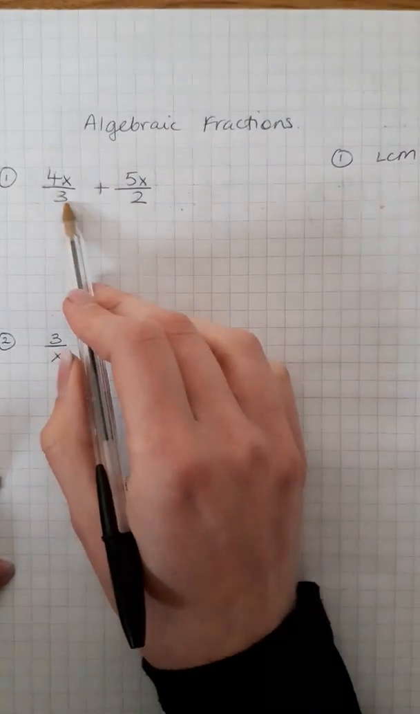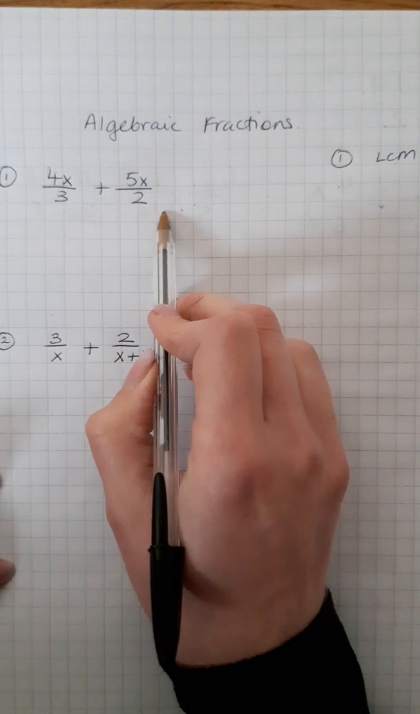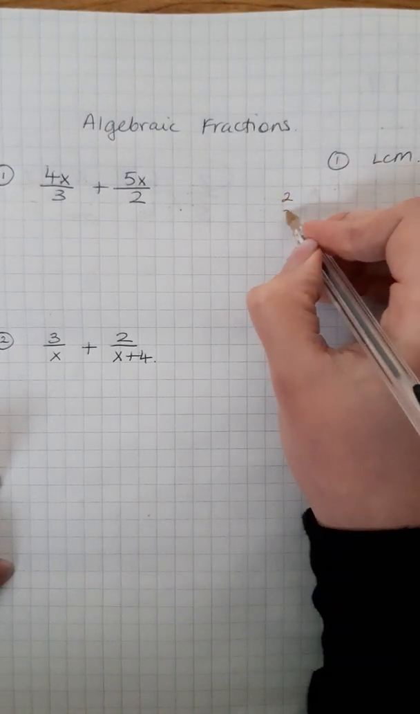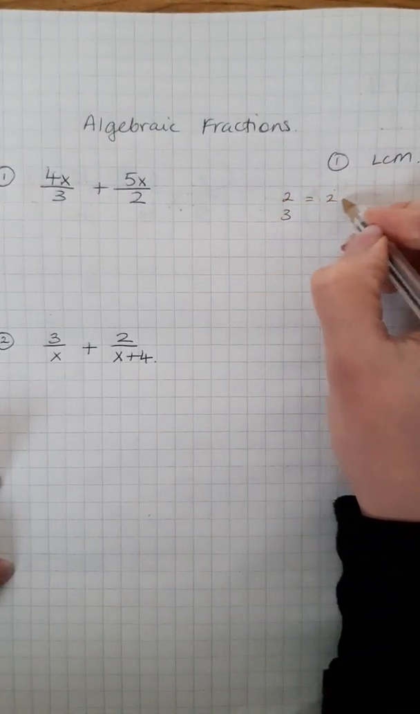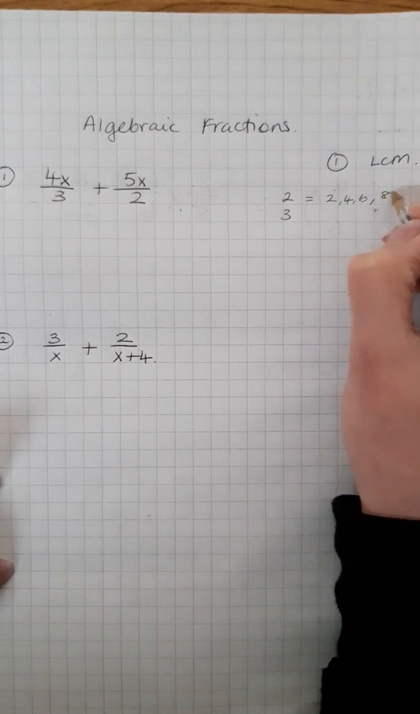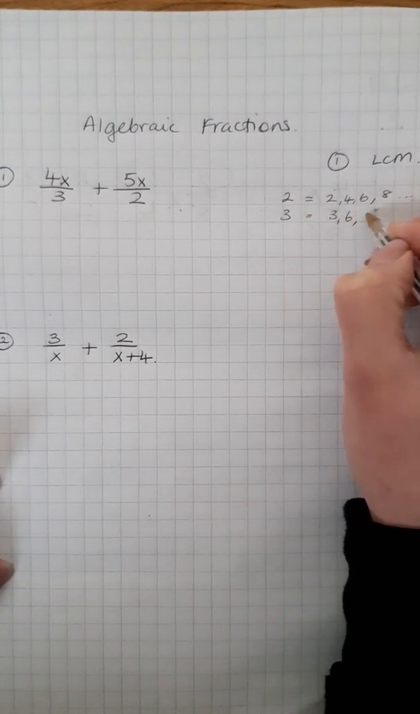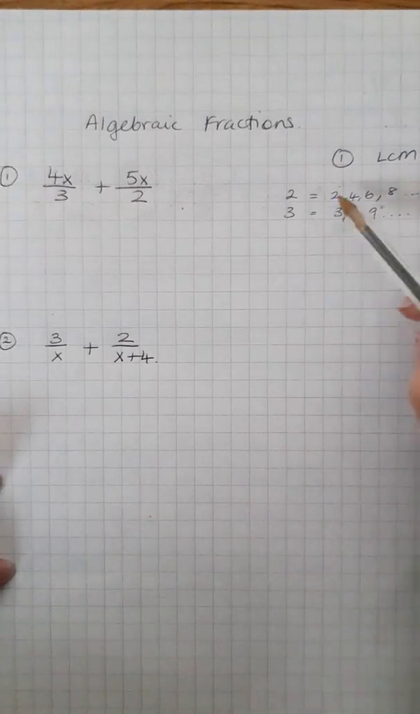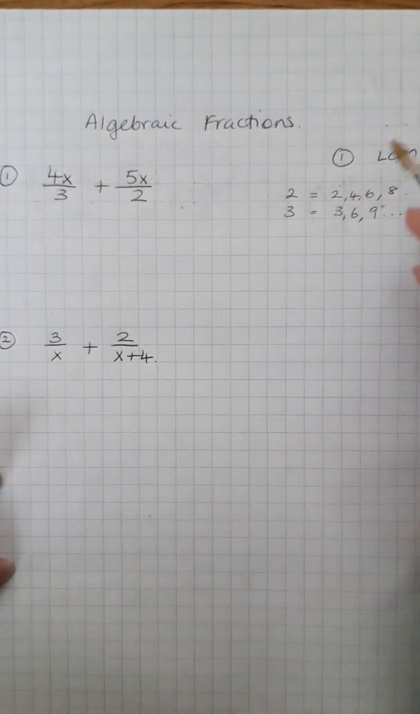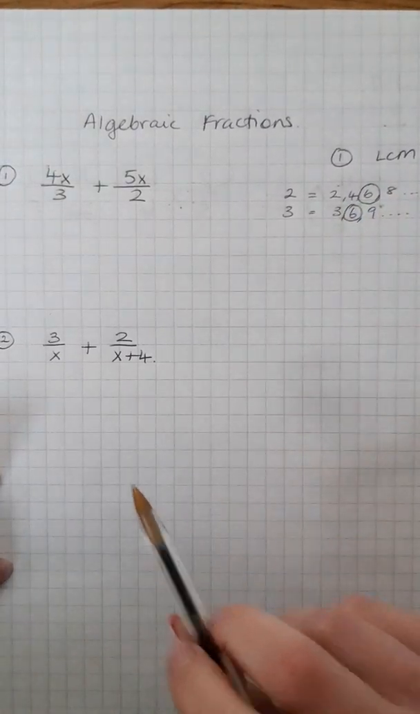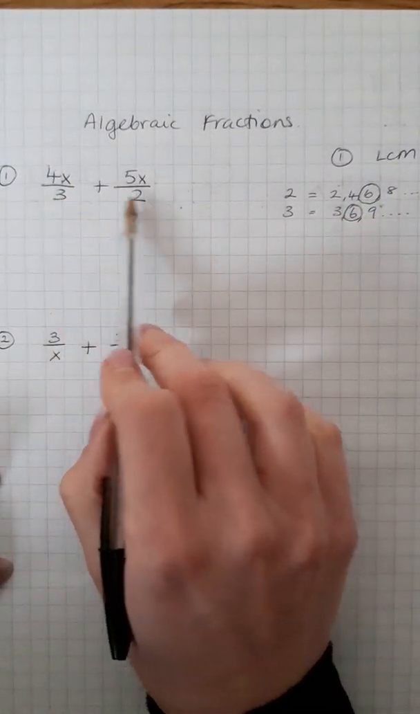The LCM for 3 and 2 is 6. Okay, so it's the lowest common multiple between them. If you're stuck, you write down 2 and you write down 3. You write down a multiple of 2: 2, 4, 6, 8, and so on. With 3, you can do the same: 3, 6, 9, and so on. You can see, looking at the two lines, that 6 is the lowest common multiple. Usually, it's just those two numbers multiplied by each other.